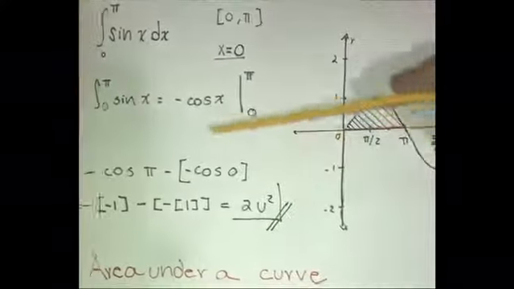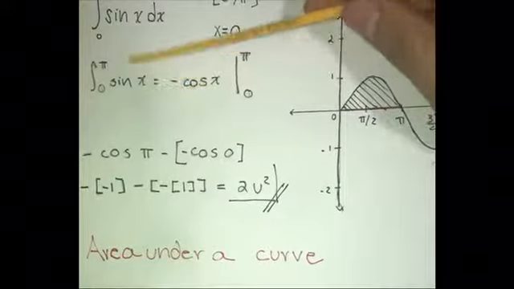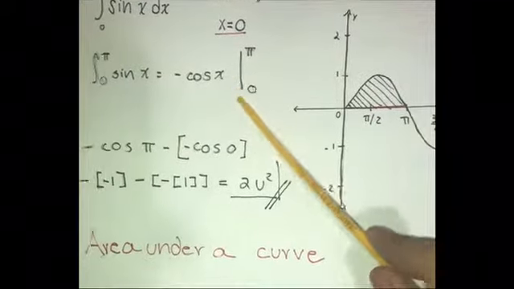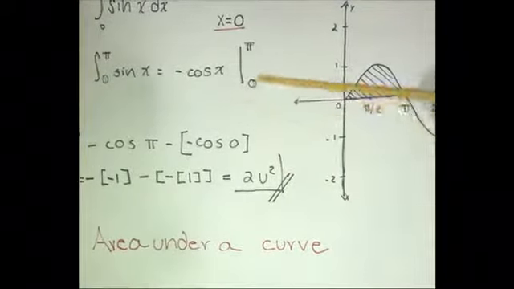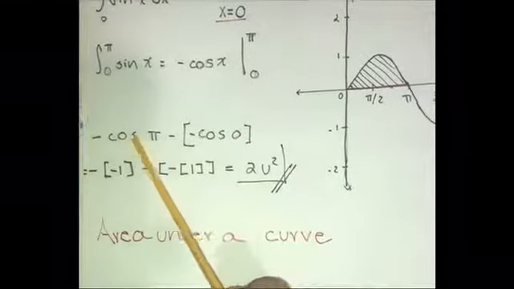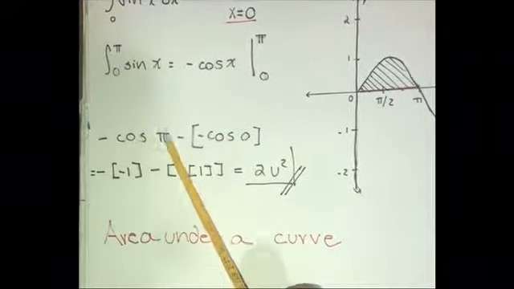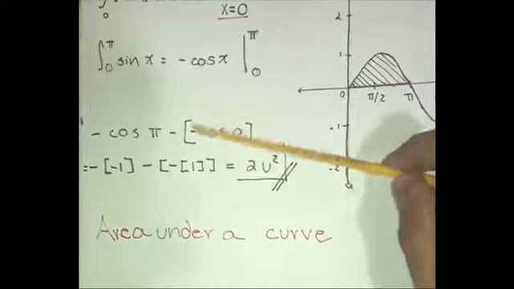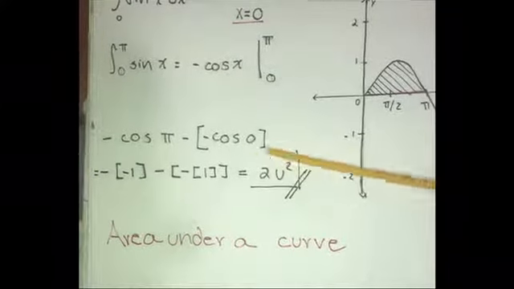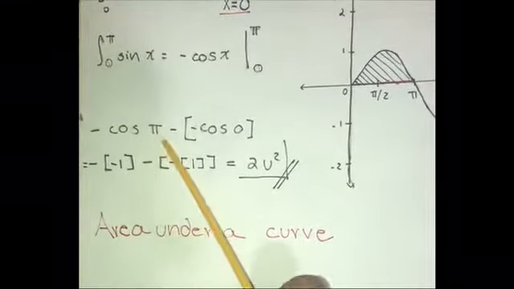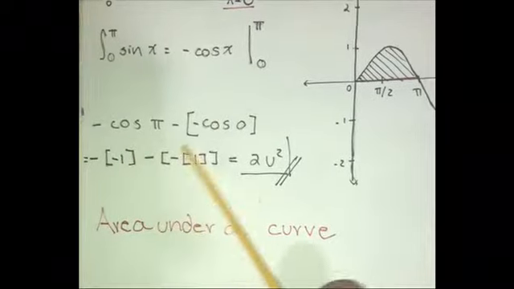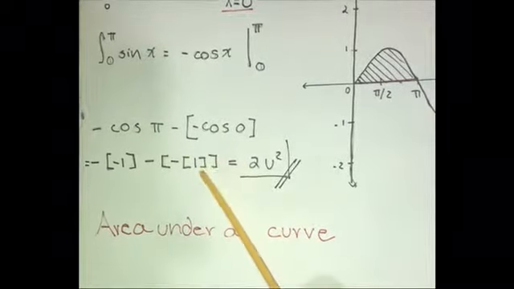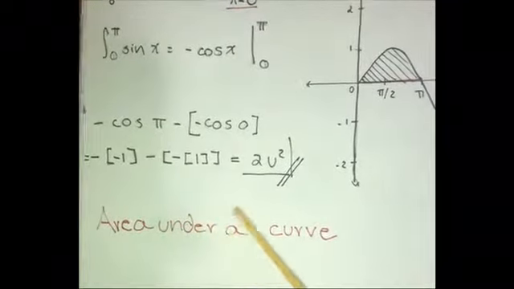So it's easy. We need to integrate sine of x, which is minus cosine of x, and then we substitute our values. So it's minus cosine of pi minus minus cosine of 0. So if we substitute the values, cosine of pi is minus 1 and cosine of 0 is 1. So the final result is 2.